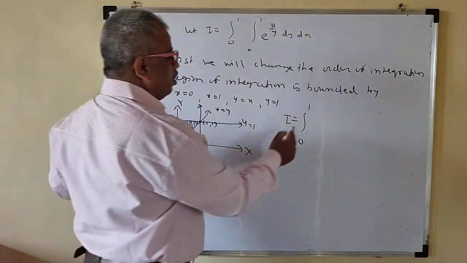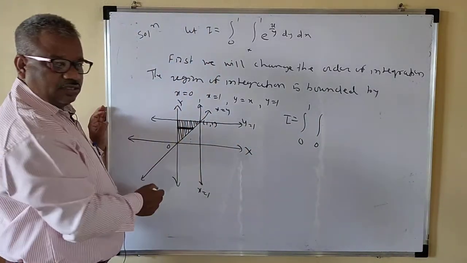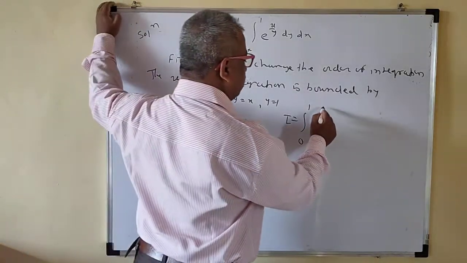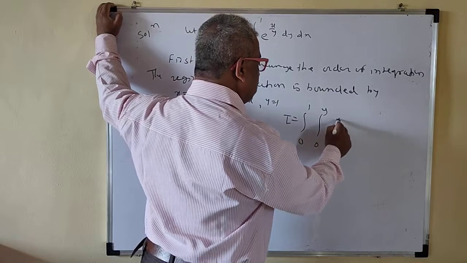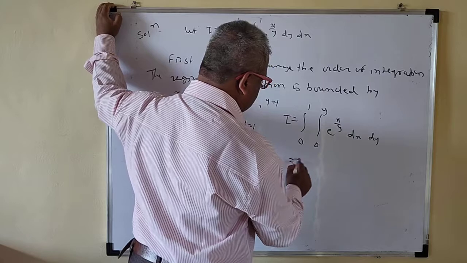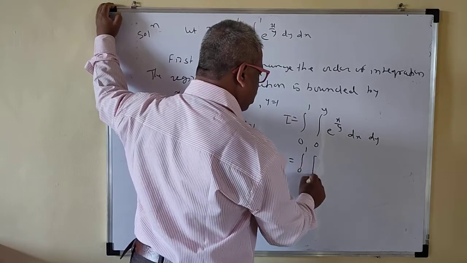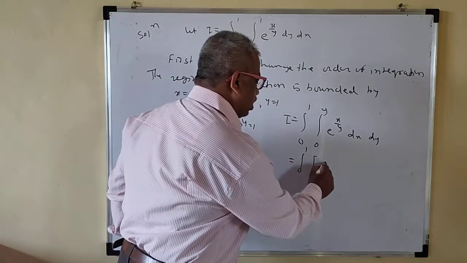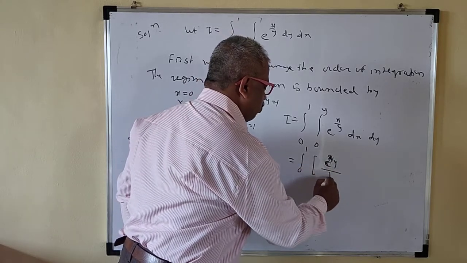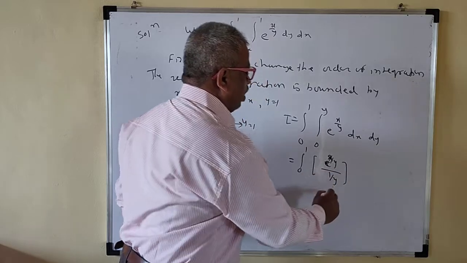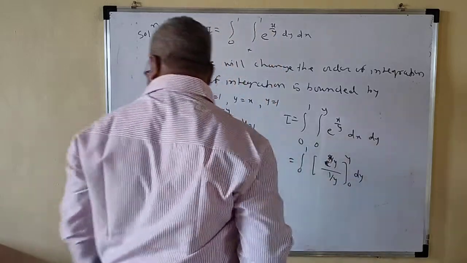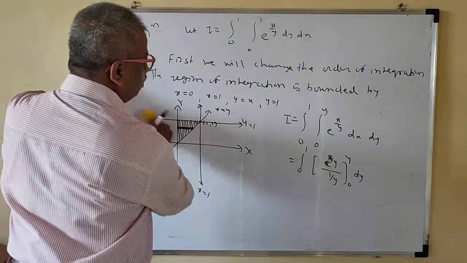X from the left curve is what? 0, because it is on the y-axis. On the y-axis, x is 0. And x from the right curve is y. And your function is what? E raised to x by y dx dy. Okay. Now this is easily integrable with respect to x. So this is what? X by y upon 1 by y, from 0 to y, dy.